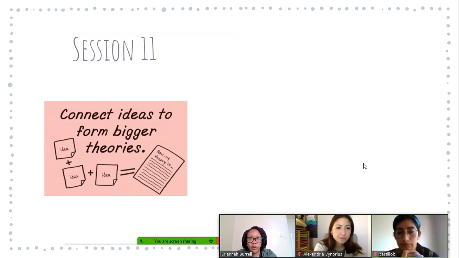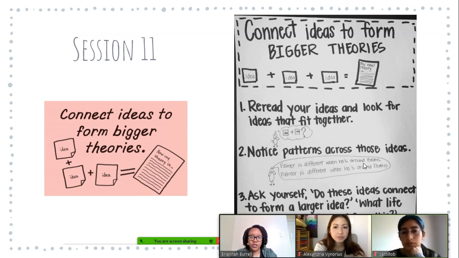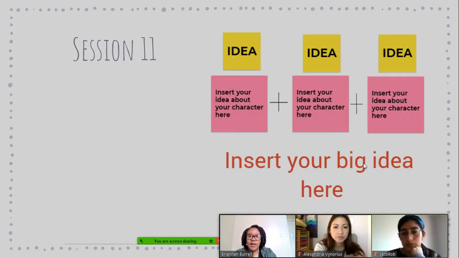In session 11, you want to flag this session. This session is really important to this bin. It's all about connecting ideas to form a larger theory. So one thing that your students are going to do is reread their text, finding their ideas and seeing how those ideas fit together. They're going to be looking at patterns across ideas, like patterns in their characters or how their characters react to different problems, and then connect those to form a larger theory about their character. And then also think about how that leads to a life lesson at the end.